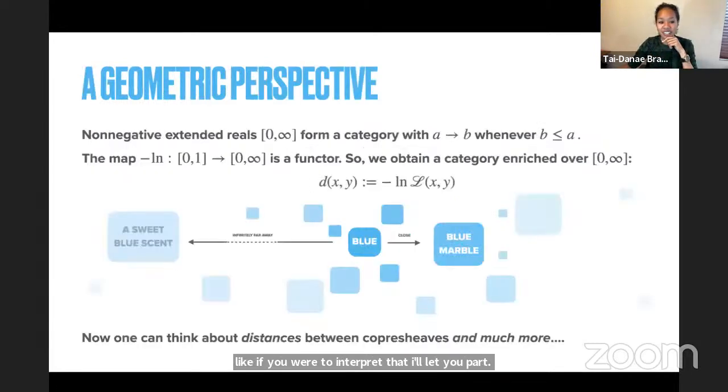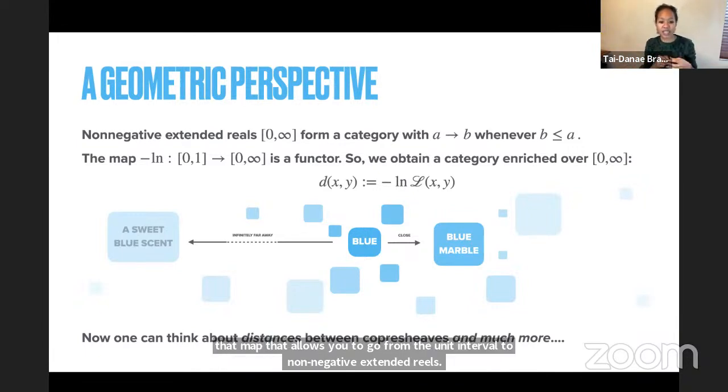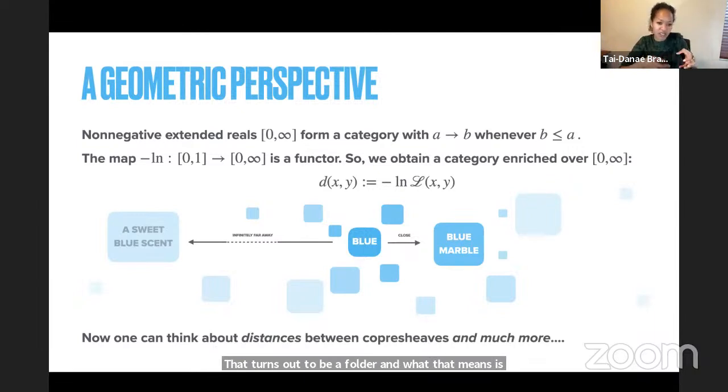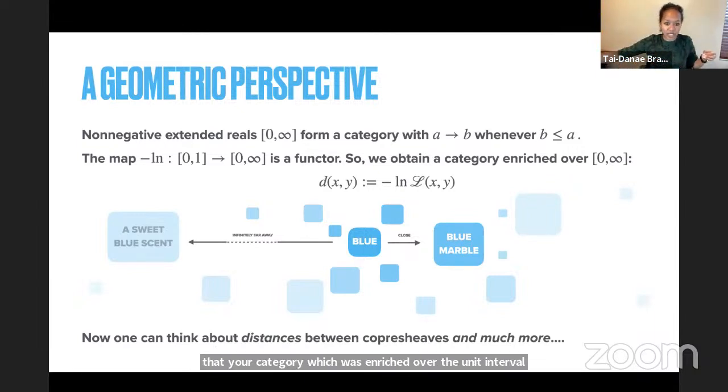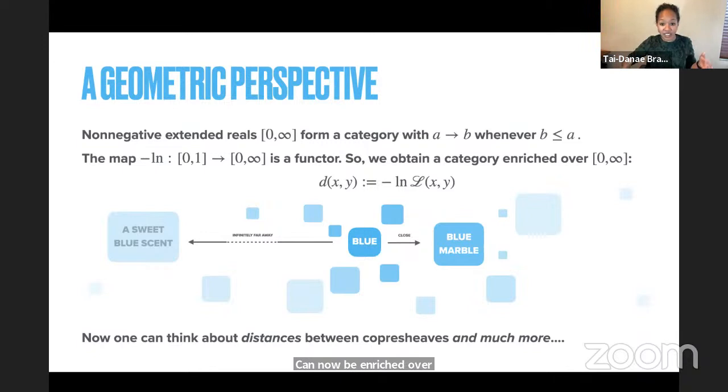And since I'm running short on time, let me just say there's a lot more that you can do here. You may have already thought about the fact that you can get from the unit interval into the non-negative extended reals using negative log. There's an isomorphism actually between them. That map turns out to be a functor. And what that means is that your category, which was enriched over the unit interval, can now be enriched over non-negative extended reals. And that has a name in category theory. A category enriched over that, which is a preorder, so it's a category, those are called generalized metric spaces.